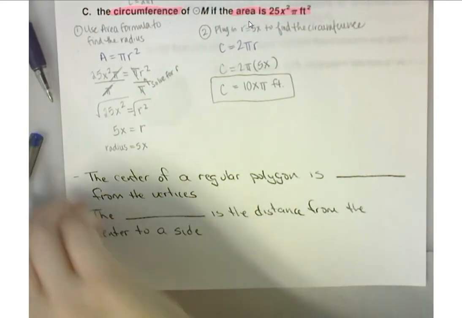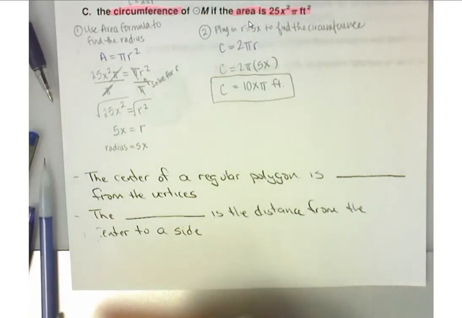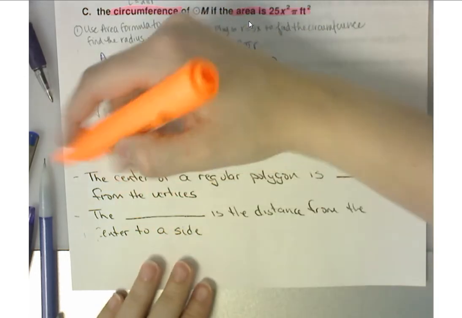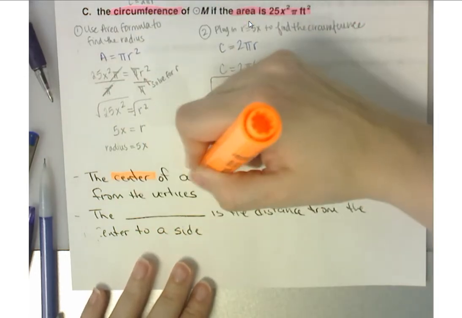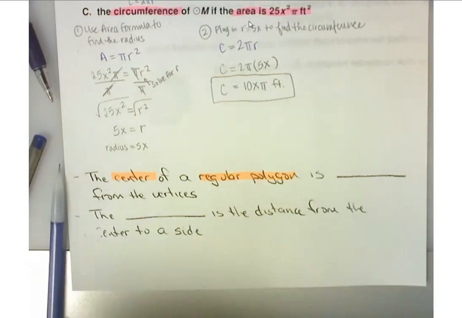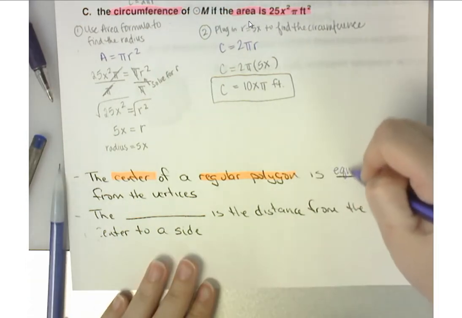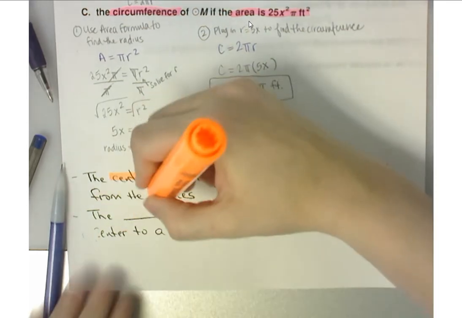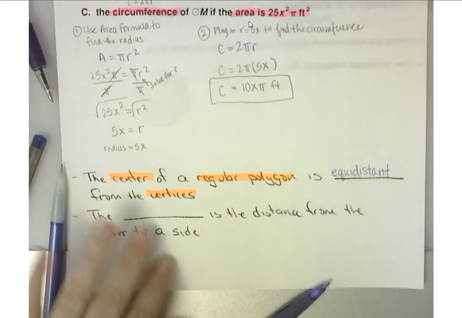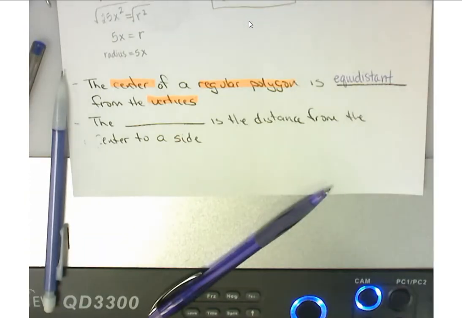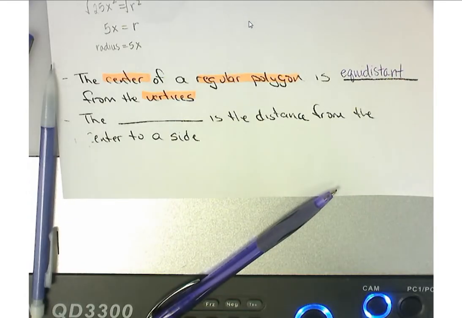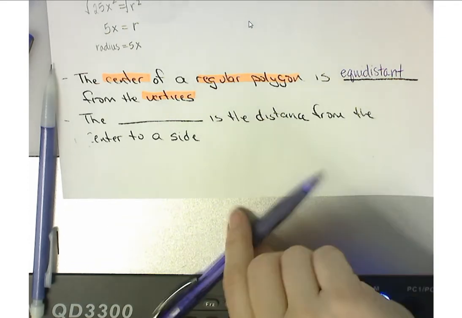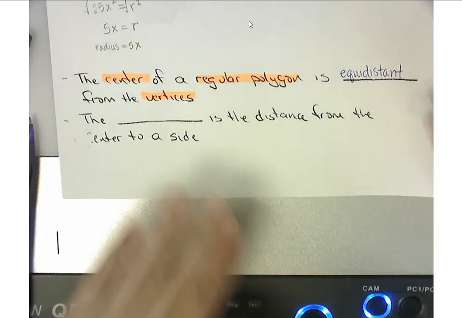Okay, so the next thing we're going to talk about are regular polygons. One thing we know is that the center of a regular polygon is equidistant from the vertices. Now, if you had to describe what equidistant meant, could you guys tell me? Yeah, it's just the equal distance, right? So the center of a regular polygon is going to be the same distance from all of the other sides. So let's show that with a hexagon.